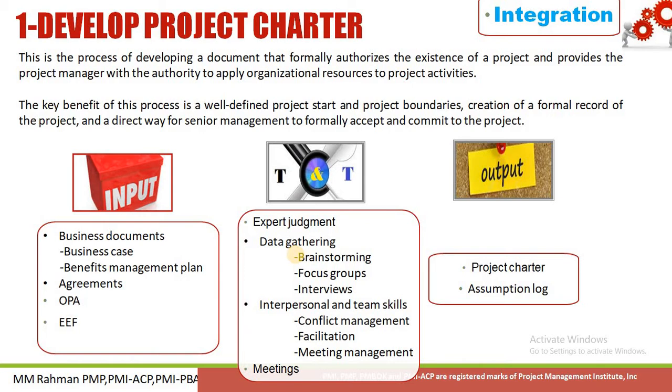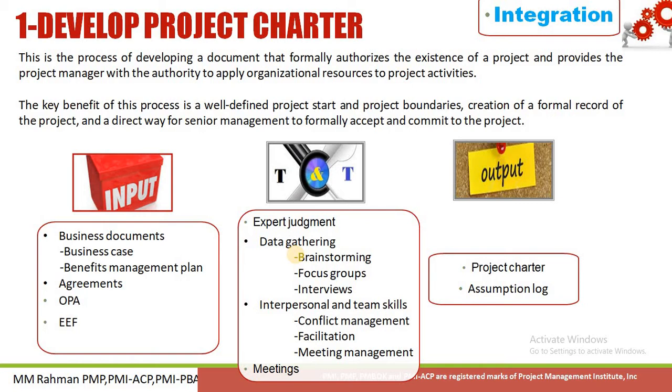So here are some inputs. As we know, a process takes some input, then we do some activities, then it produces an output. The inputs are business documents, business case, benefits management plan, agreements, organizational process assets, and enterprise environmental factors. What are the tools and techniques used for this process? Expert judgment, data gathering techniques such as brainstorming, focus groups and interviews, interpersonal and team skills such as conflict management, facilitation and meeting management, and the last one is meetings. The outputs from this process are the project charter and the assumption log.